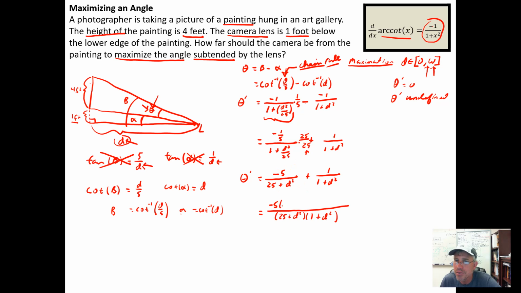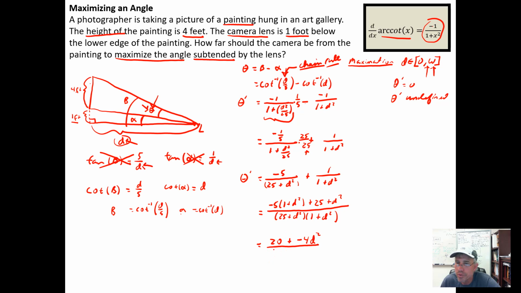So we're going to get -5 times the opposite denominator, 1 plus d squared, plus 1 times its opposite denominator, which is just 25 plus d squared. And then simplify the numerator as much as we can. So -5 times 1 is negative 5, and then negative 5 plus 25 is 20, so we get 20 plus negative 5d squared plus d squared, which gives us negative 4d squared.